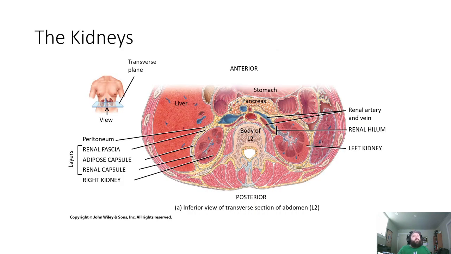So let's talk about the kidneys first. We're going to be covering the kidneys more than any of the other organs of the urinary system. First of all, to remember, and this picture should hopefully remind you of this, the kidneys are retroperitoneal. And this is a pretty important term, important enough that I will actually write this on the slide here. So, retroperitoneal.